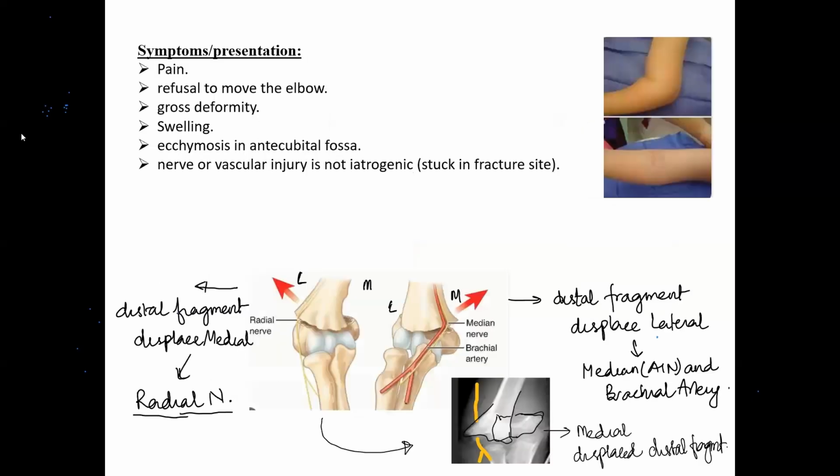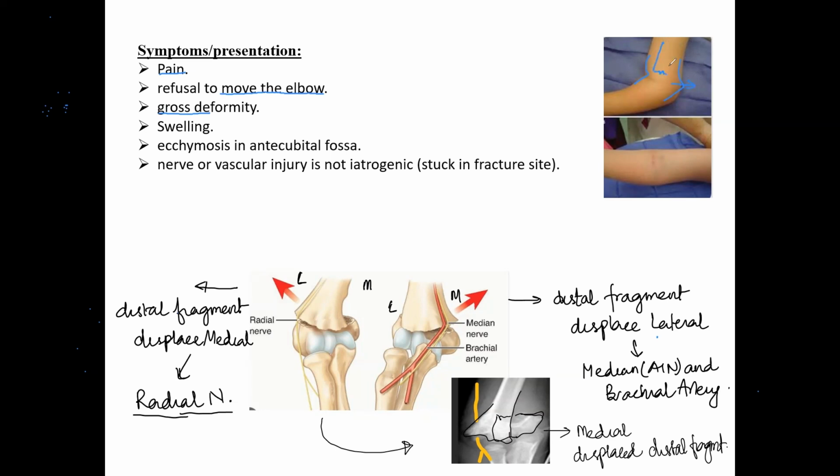So what are the symptoms of supracondylar fracture? The patient will have a history of injury to the elbow. Then the patient will have pain and refuse to move the elbow joint. There is gross deformity. If you see here, there is an S-shaped deformity like this, due to posterior displacement of the distal fragment.